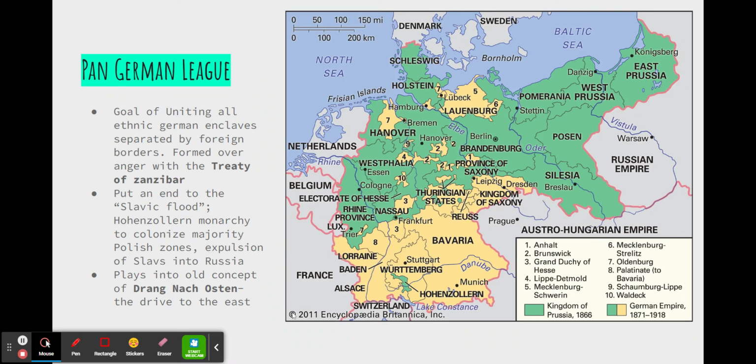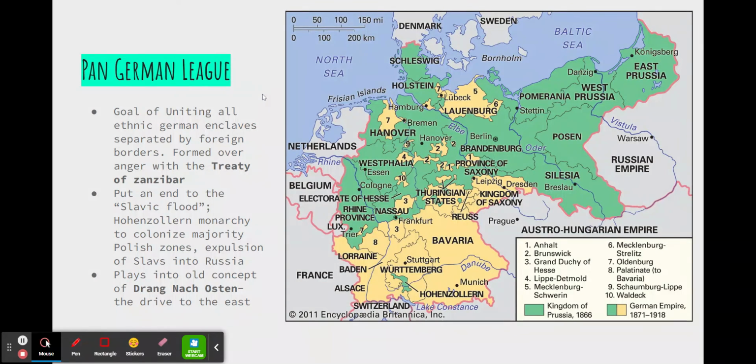Now, on the right here, we can see that in the 1800s, the German peoples were very much divided before the Prussians helped unite them. So, of course, we see the beginnings of nationalism here. It's no surprise then that the goal of uniting all ethnic German enclaves separated by various foreign borders was an early idea. And one such organization that brought this about was the Pan-German League.